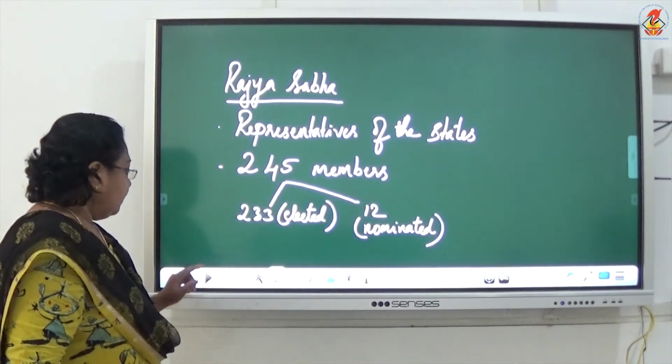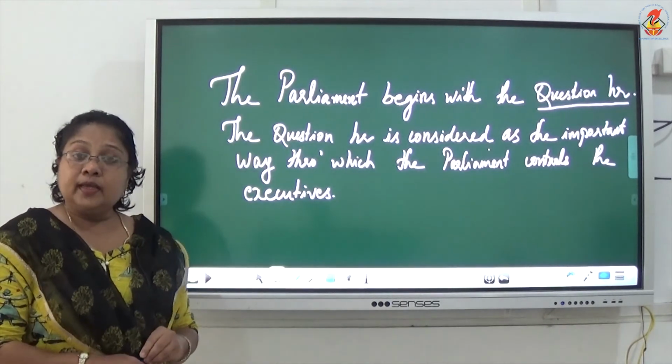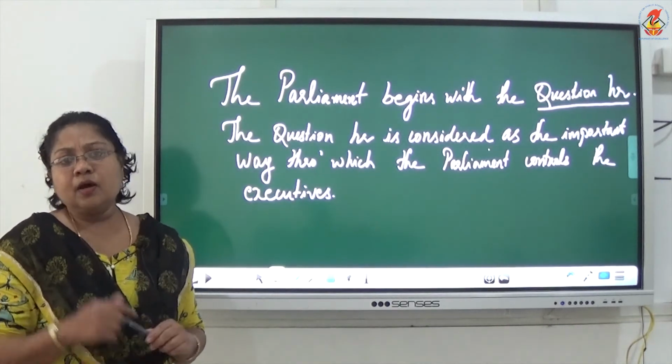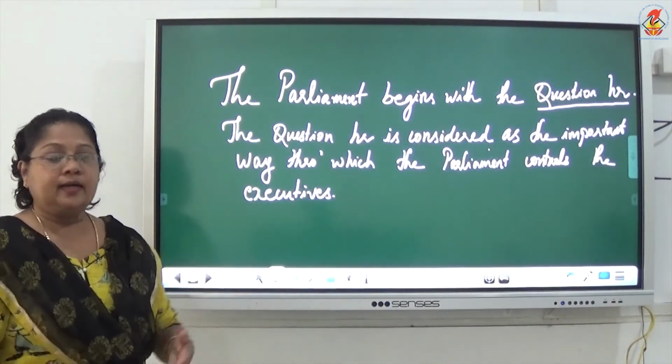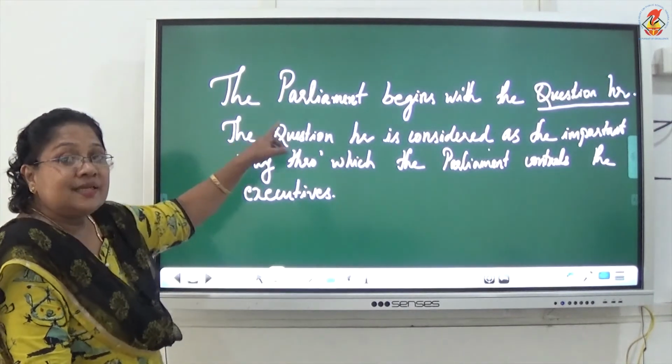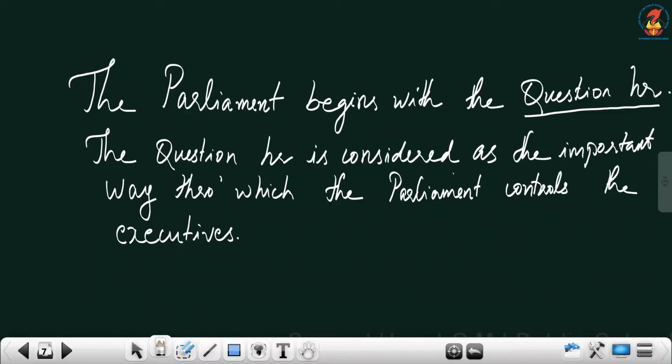Clear? Now the second function, controlling or informing or guiding the government. How is it possible for the parliament to control, to inform, to guide the government? So always the parliament begins with a question hour. You might have seen on TV that the session of the parliament always begins with question hour. So the ministers will stand up and ask the questions, or they will inform about everything that is happening around, and the concerned minister is responsible to answer all these. So that section is question hour.